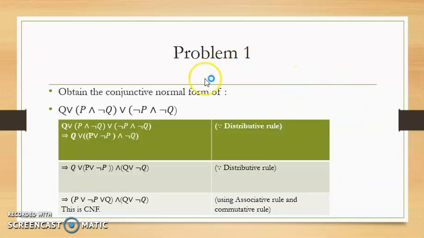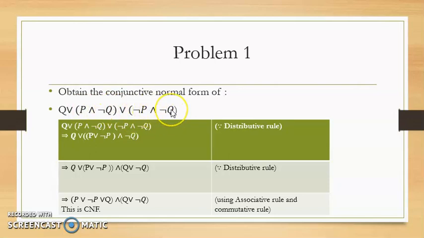So we will see a problem under conjunctive normal form. That is (Q or P) and not Q, or not P and not Q. For this formula we have to find out the CNF. So take the formula, and here I'm going to apply the distributive rule, that is (P and not Q) or (not P and not Q).